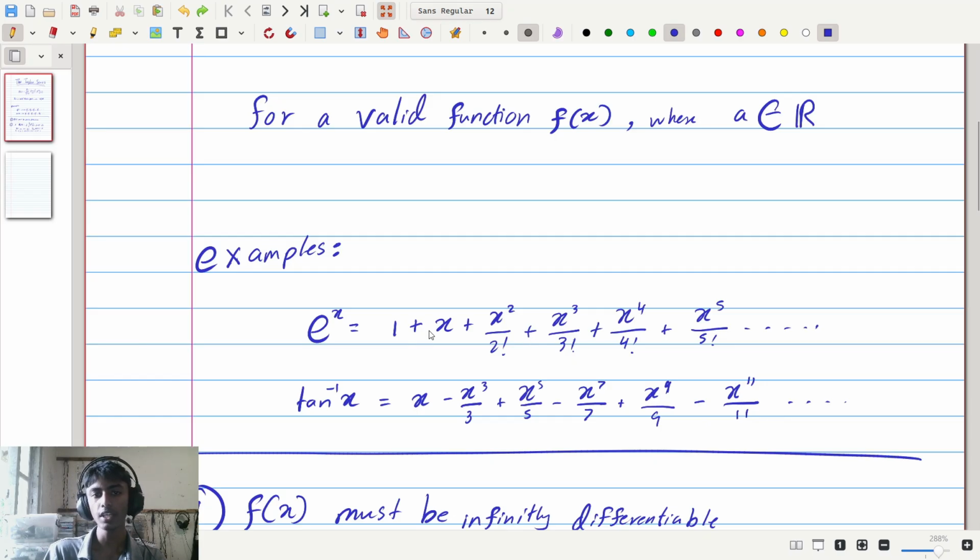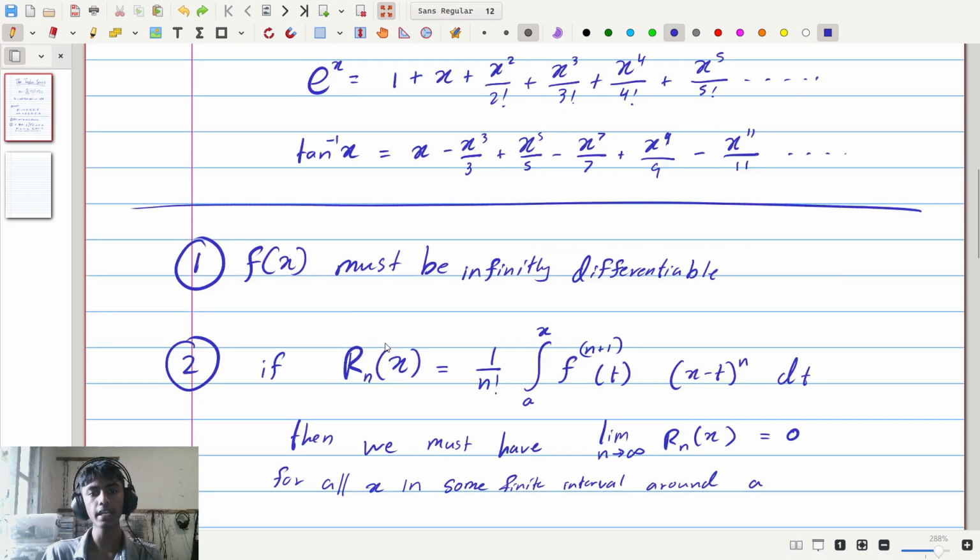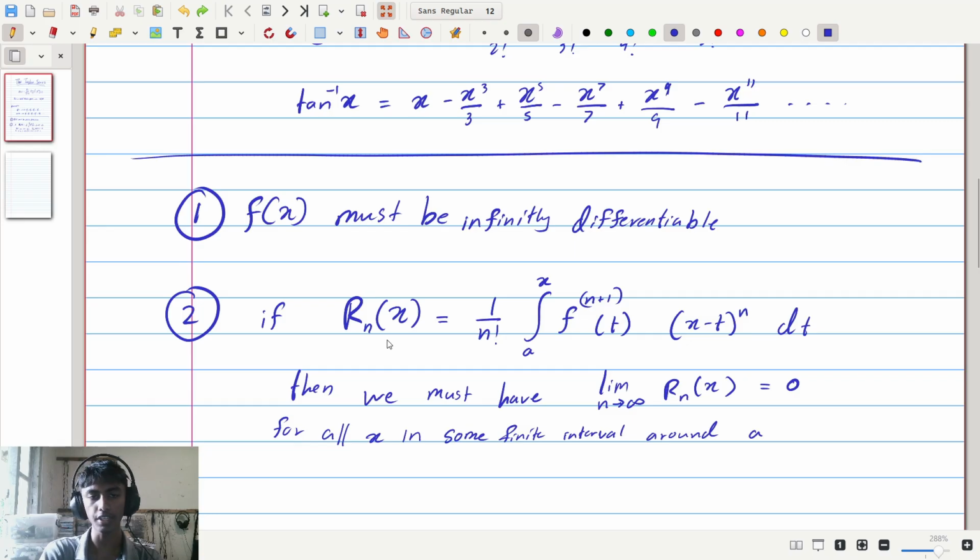So then, these are valid functions. What makes these functions valid? Well, they need to satisfy these two conditions here. The first condition for a function f of x to be valid and follow the Taylor series summation is if the function has infinite differentiability, meaning we can take as many derivatives as we want and not run into any issues. So here the first condition is that the function must be infinitely differentiable.